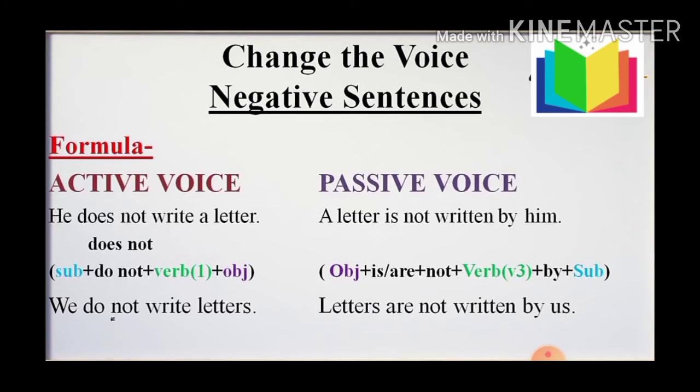Let's see another sentence with plural form of object. We do not write letters. Letters is the plural form, so we will write: letters are not written by us. Letters is a plural, so that's why we have used are. Then not, and then third form of verb, then by, and then comes us. What is this us? This us is the converted form of we, as we have discussed earlier, that we becomes us in the passive voice.